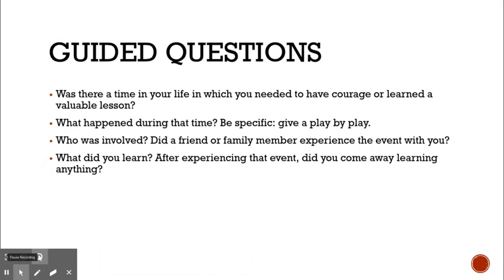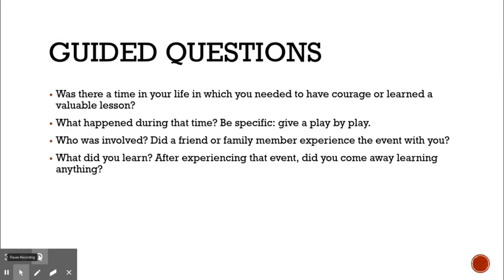So here are some guided questions to help you brainstorm and plan out what you may want to write about. Was there a time in your life in which you needed to have courage or learned a valuable lesson? What happened during that time? Be specific, give a play-by-play in order in which the event happened. Who was involved? Did a friend or a family member experience the event with you?